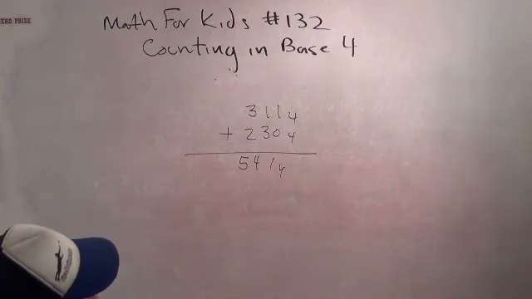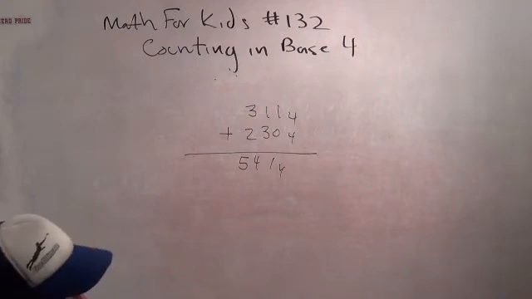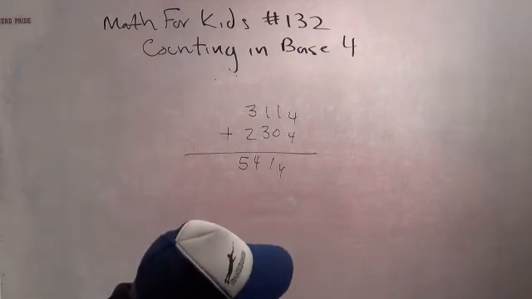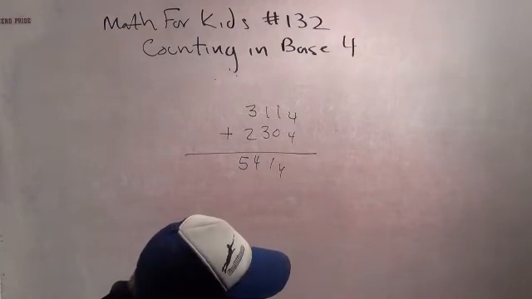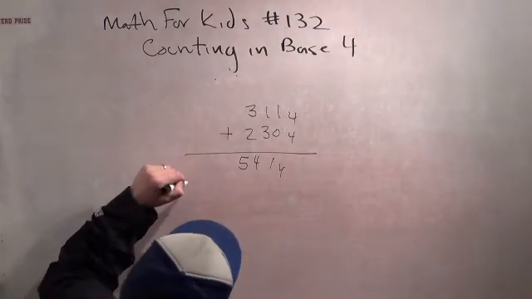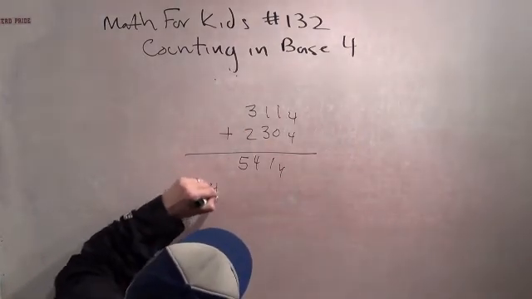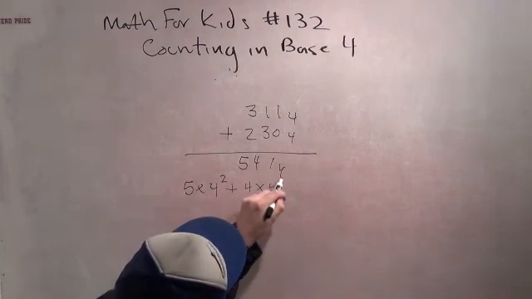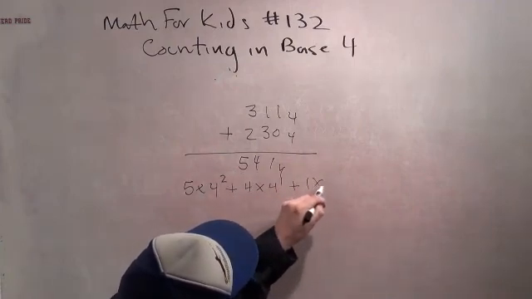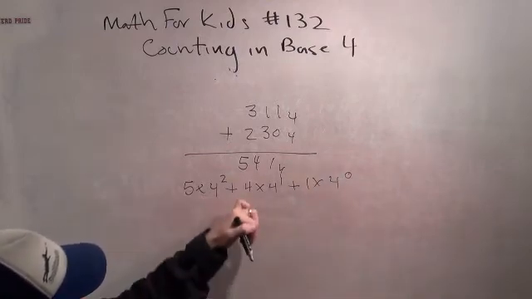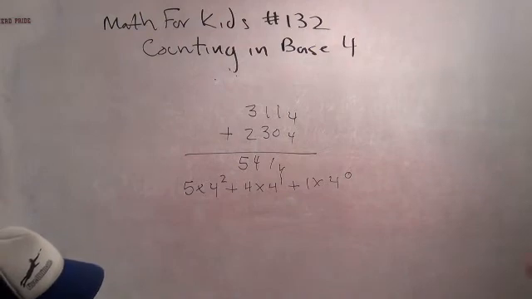So this would mean 5 times 4 squared plus 4 times 4 to the 1 plus 1 times 4 to the 0. Right? But we can't have a 4 and we can't have a 5. So we're going to have to do something here.